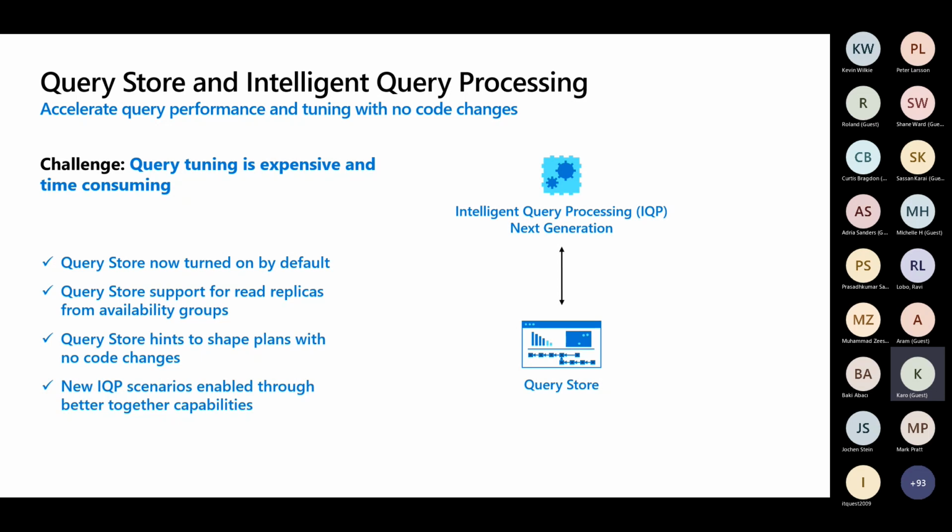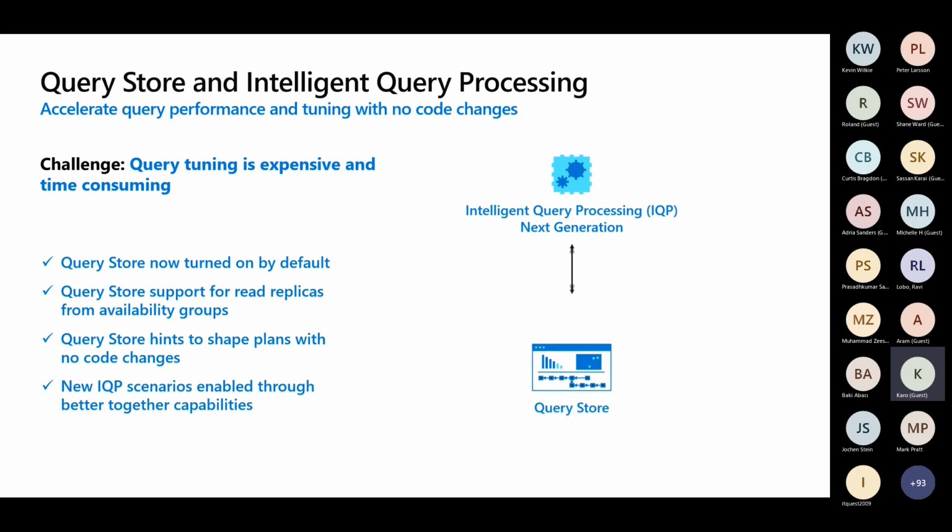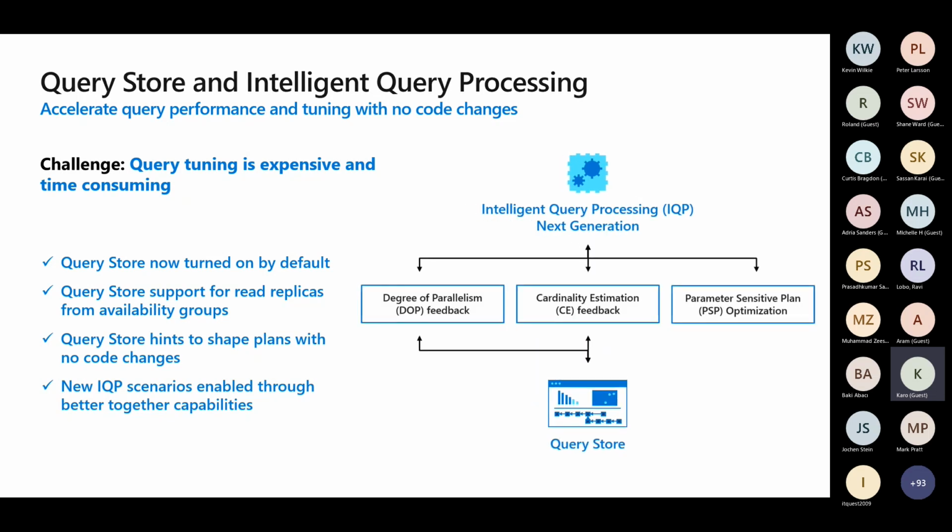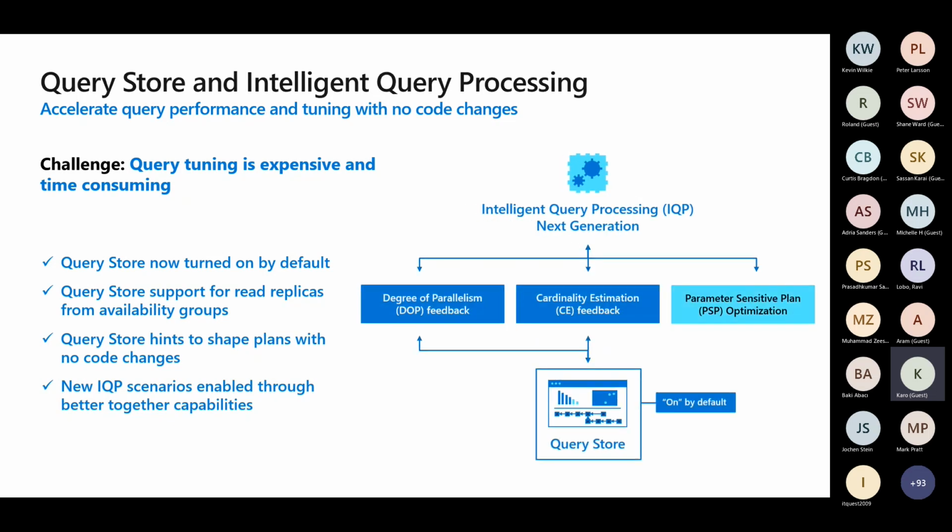Now, why is an arrow tied between these? And why do I call it next generation? Well, first of all, there's an arrow tied between these because there are some new scenarios where we're going to tie in the query store to the functionality for IQP. Why is it called next generation?